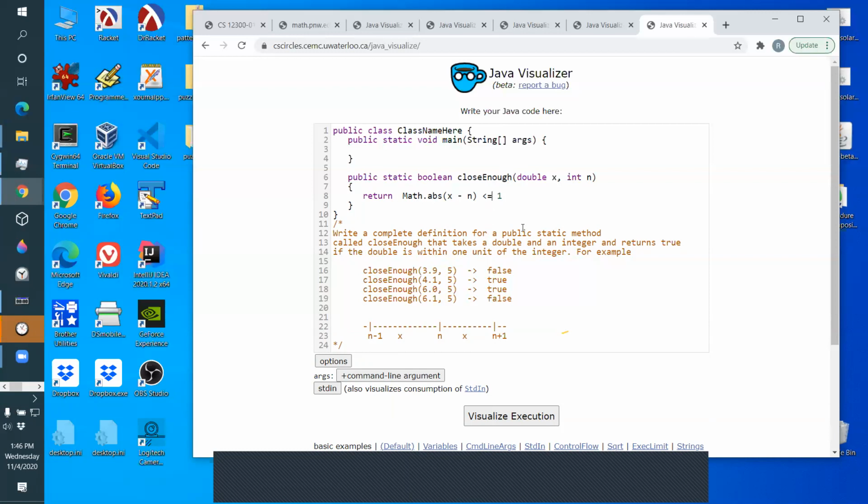Now, there's a little bit of ambiguity whether this should be less than or equal to 1 or strictly less than 1. The problem leaves it a little bit vague when it says return if the double's within 1 unit. Within 1 unit, do they mean including exactly 1 unit or not? For the third example, it returned true, so I think it's less than or equal. So it's included in the test. Yes, good point. See, that's why test cases are really useful. So the test cases cleared up that ambiguity.